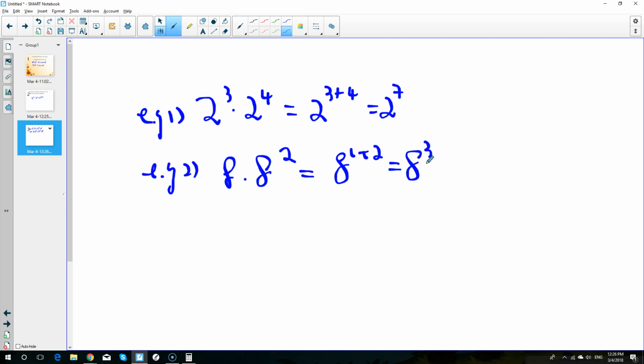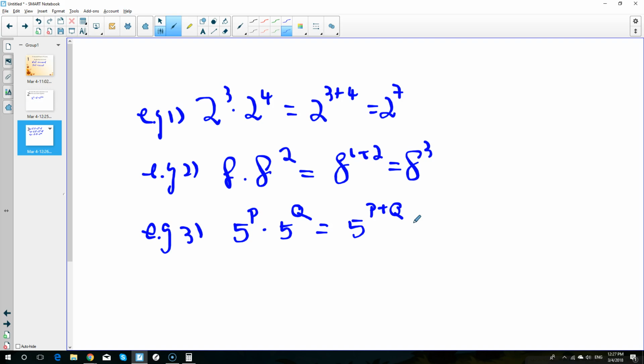Okay, let's try one a little bit more difficult. Let's put some variables in: 5 to the power of p times 5 to the power of q. That's going to be 5 to the power of p plus q. Some of these, I can't really do much about. I cannot add p and q together, so it just has to stay that way.